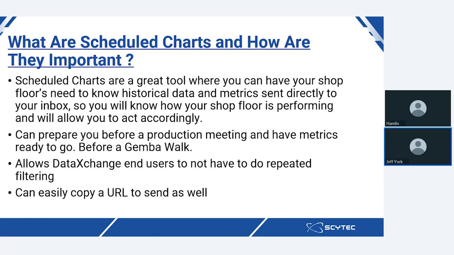So let's say, for example, that you get to your job site at 7:30 every morning and you have a production meeting about the day prior at 8. You can have a saved chart scheduled to be sent to you right as you walk in the door at 7:30 to give you about a half hour to prepare, so that you walk into that meeting knowing everything you need to know and how you can handle any bottlenecks accordingly.